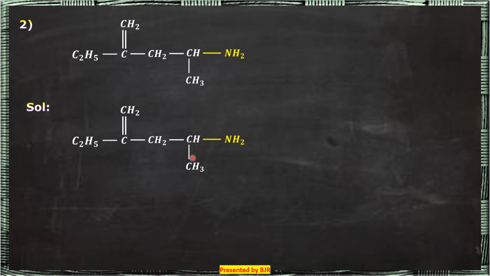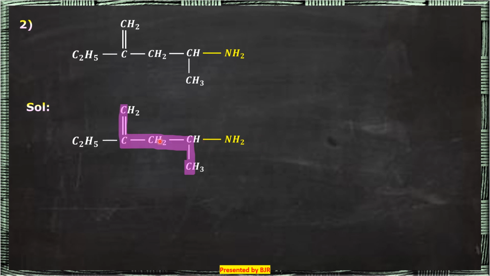If we select this as the parent chain, it includes only the functional group and doesn't include the double bond. The parent carbon chain is so chosen as to include the functional group and double bond even if it is not the actual longest continuous chain. So for that reason I am selecting this as the parent chain. It includes the double bond and the functional group.